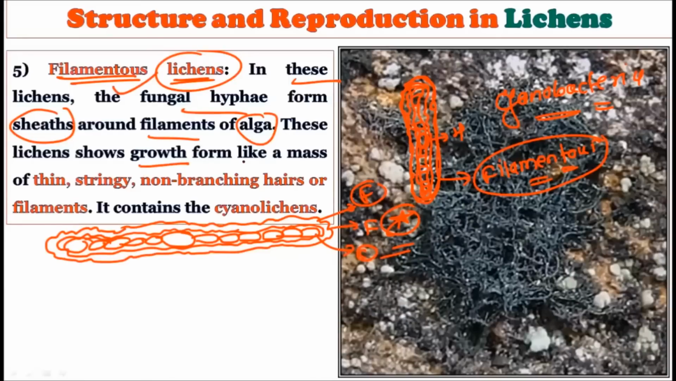Now these lichens show a growth form like a mass of thin, stringy, non-branching hairs. Of course, it looks like a hair, a non-branching hair. Or filaments. Each filament looks like a hair, and that is why we call them non-branching hairs. Very important to explain for this particular lichen is the term non-branching hairs. So there is no branching, but it looks like hair, and that is why we call them filamentous lichen. And it contains the cyanolichens.